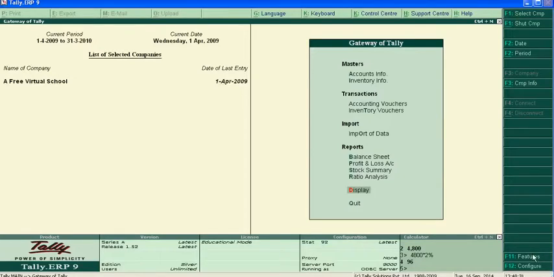Hello dear friends, today we will teach you how to treat service tax in Tally.ERP9. For accounting treatment, we just create some ledgers and pass the voucher entries.